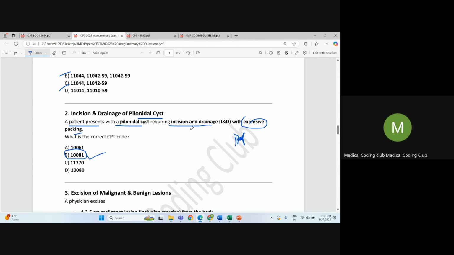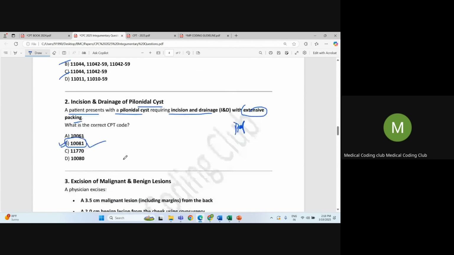If they directly give simple and no extensive packing is involved, then you can select simple incision and drainage of pilonidal cyst. For my knowledge, the question I got was about complicated I&D of pilonidal cyst, so the answer should be B. If you get this question in the exam, please make sure to refer to the complete question, analyze what they ask, and then choose whether it's a simple procedure or a complicated procedure.